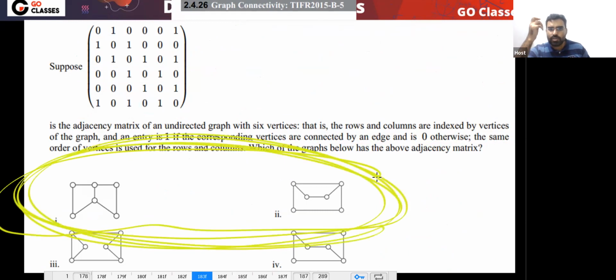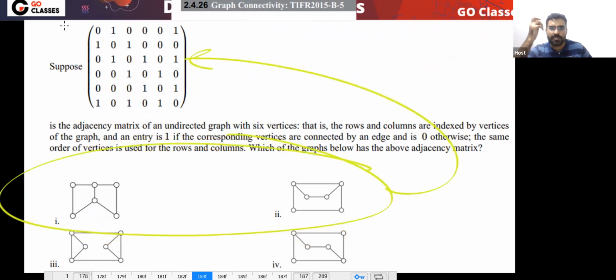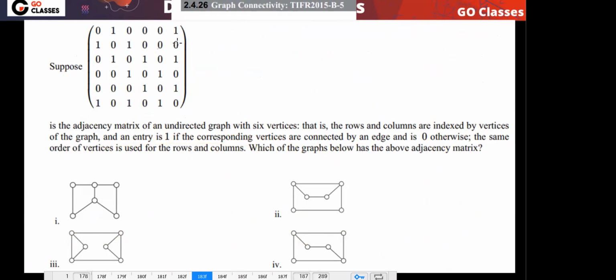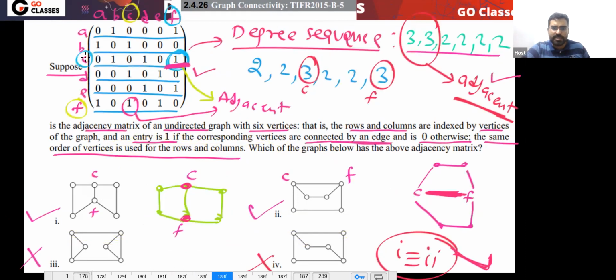So for both of them, you can create this adjacency matrix. In the adjacency matrix, remember, order does not matter. You fix one order because order does not matter. These adjacency matrices are the same.